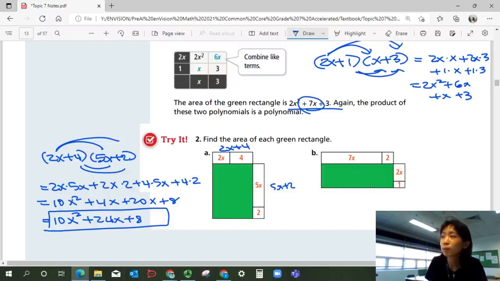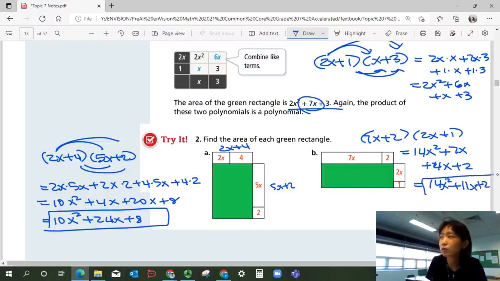Okay, what about part B? Do the same thing. 7x plus 2 times 2x plus 1 will be 14x squared plus 7x plus 4x plus 2. And so finally, your solution should be 14x squared plus 11x plus 2. Okay? Check your answers.